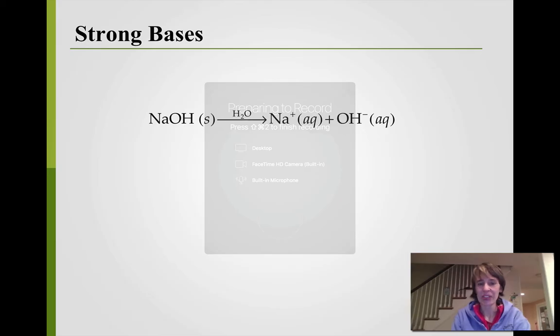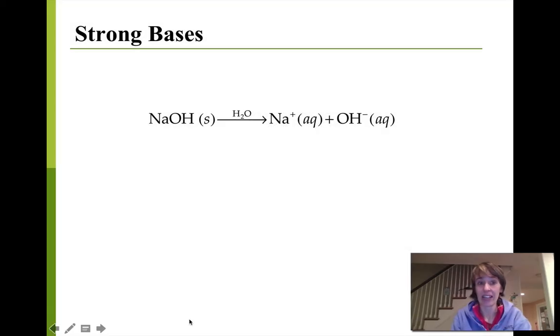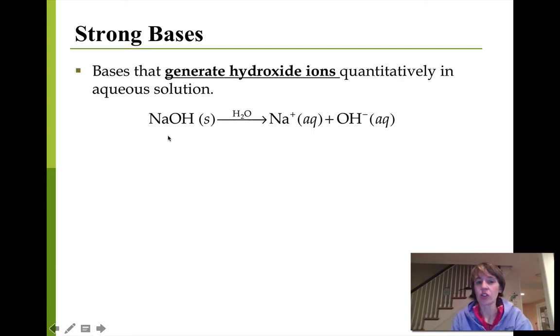Hi, so this is part two of my acid-base lectures for this week. And we're going to talk about bases now. We often talk a lot more about acids than we do bases, but we'll focus on bases for a little bit here. So a strong base is anything that generates hydroxide ions completely.